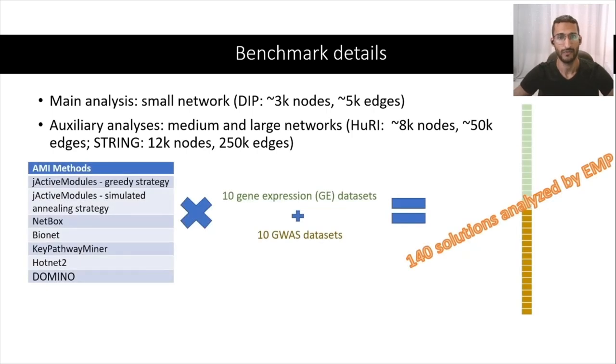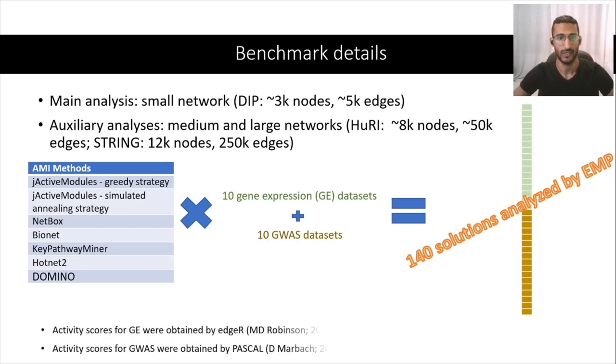In the main benchmark, we evaluated 6 popular AMI algorithms and Domino, so 7 in total, over 10 gene expression datasets and 10 GWAS datasets, resulting in 140 solutions analyzed by EMP. To get activity scores from gene expression and GWAS datasets, we computed p-values for the perturbation of the gene using EdgeR for gene expression and PASCAL for the GWAS.